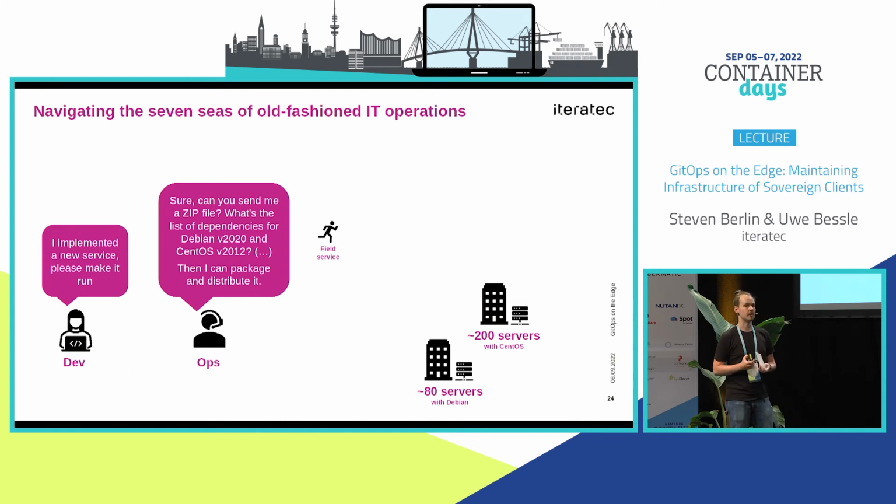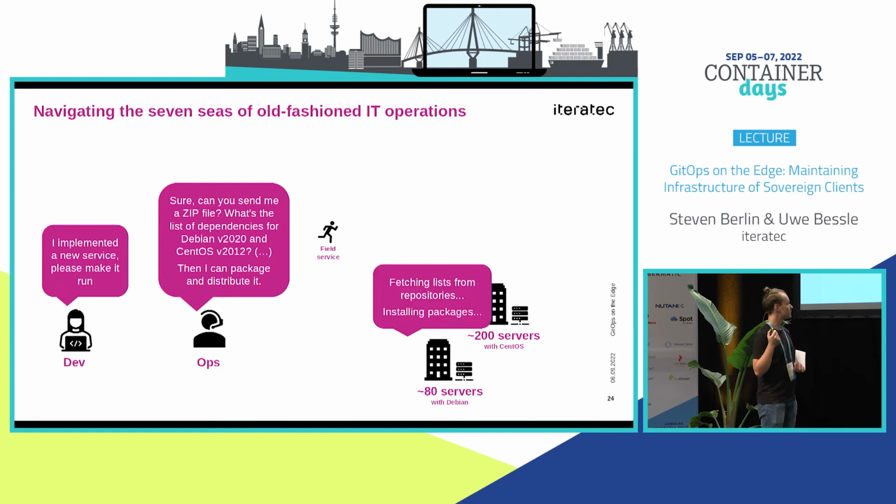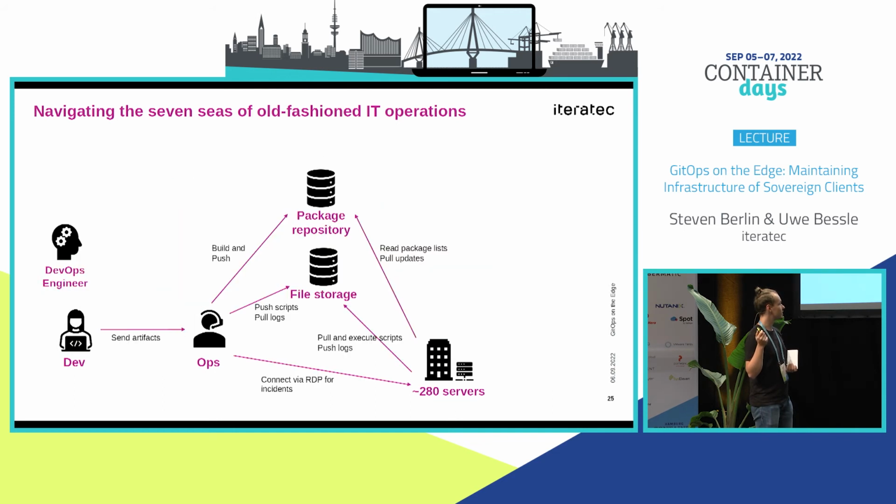administration team asks, okay, please send me a zip file with what you want to execute and maybe tell me also what kind of dependencies you have so I can install it on the servers. That's not how we want to do DevOps today, so we need to overcome this fact. And yeah, basically that's it. The current solution looks like this.